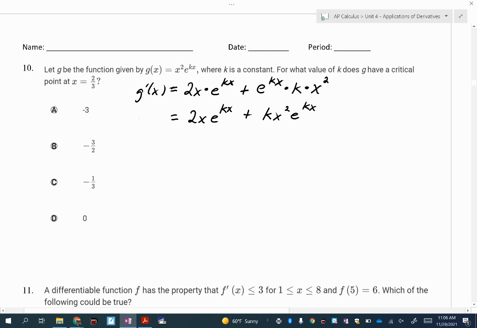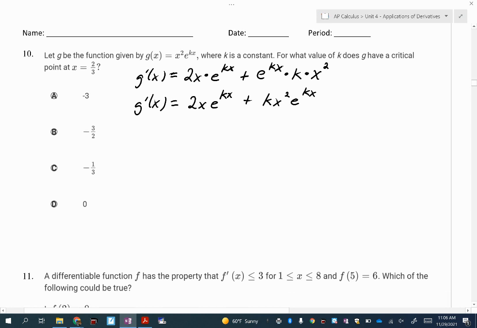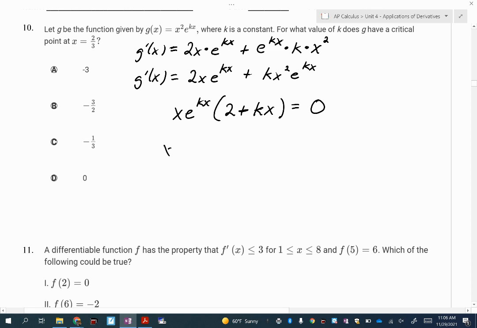to the kx power. Now, I'm going to set this equal to 0, and I'm going to do that by also factoring to solve. So I'm going to factor out an x and e to the kx. So x times e to the kx. That's factored out. I'm left with 2 plus kx, and that's equal to 0. Check to make sure by distributing and make sure you got the same stuff still. Yep, we're good. I'm going to set each of these equal to 0.